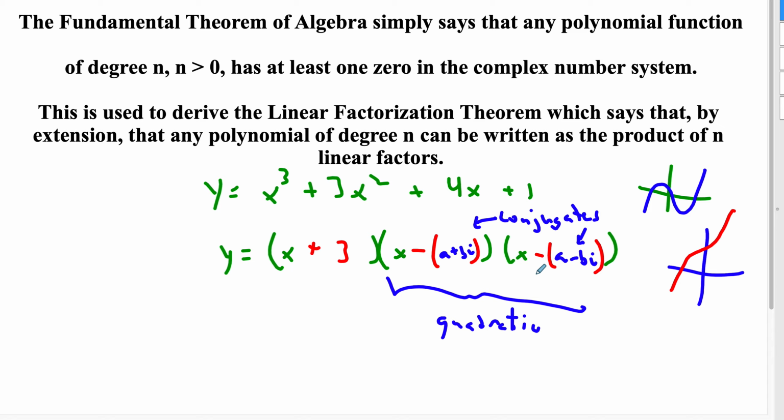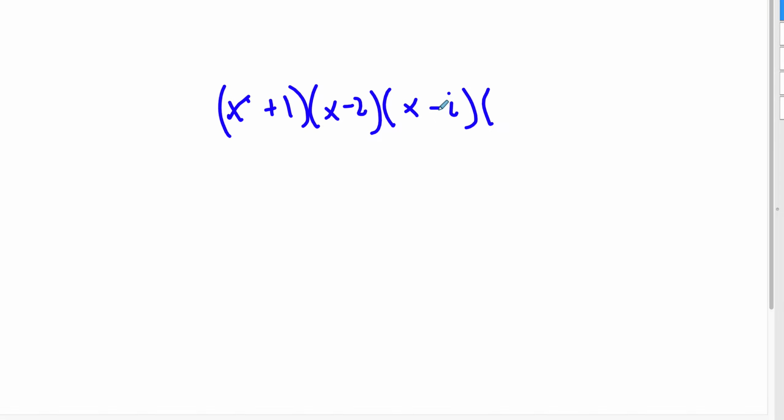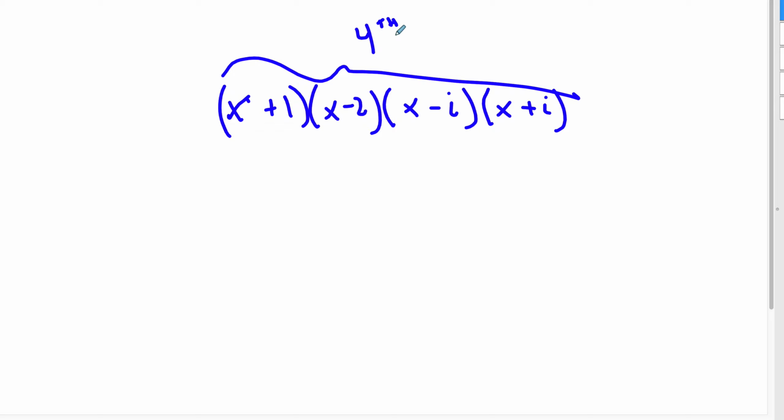I'm not going to belabor this, but it does mean that if we have, let's say, x plus 1 times x minus 2, and then for argument's sake, x minus i, that would mean we have a root at 0 plus i, so the other root must be 0 minus i, right? This is altogether a fourth degree polynomial. It has 4 roots. In other words, it always is going to have 4 roots in the complex number system, meaning these two are imaginary roots, which is okay.